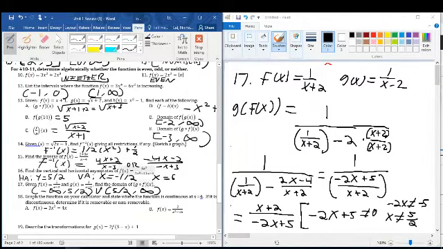The 5/2 is not inclusive because x can't include a value of 5/2. Alright, so that takes some algebra. Let's go to the next problem.